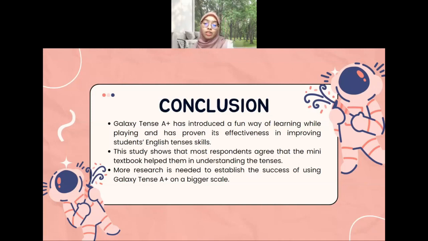One of the suggestions for future improvement to this project is to expand the research scale. This study was conducted on a modest scale at a single university. Hence, more research is needed to establish the success of using Galaxy Tense A Plus on a bigger scale, so that the effectiveness of this board game can be strengthened by gathering more respondents.